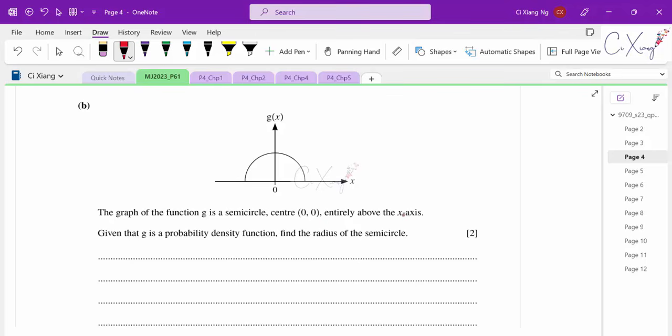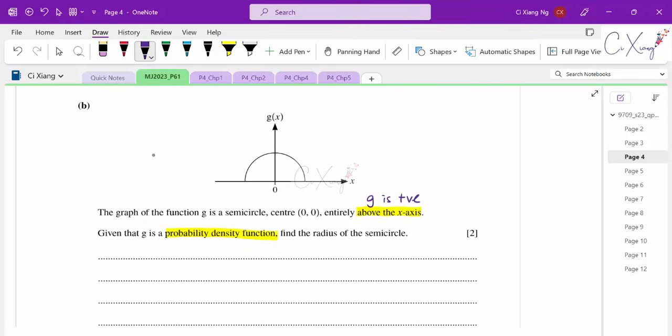So again, you can see that g(x) is positive, a positive area, a positive function. Given that g is a probability density function, you can see that g already fulfilled the first criteria where it is above the x-axis. That means g is positive. So from here you know that g is positive. So the first criteria has been fulfilled.